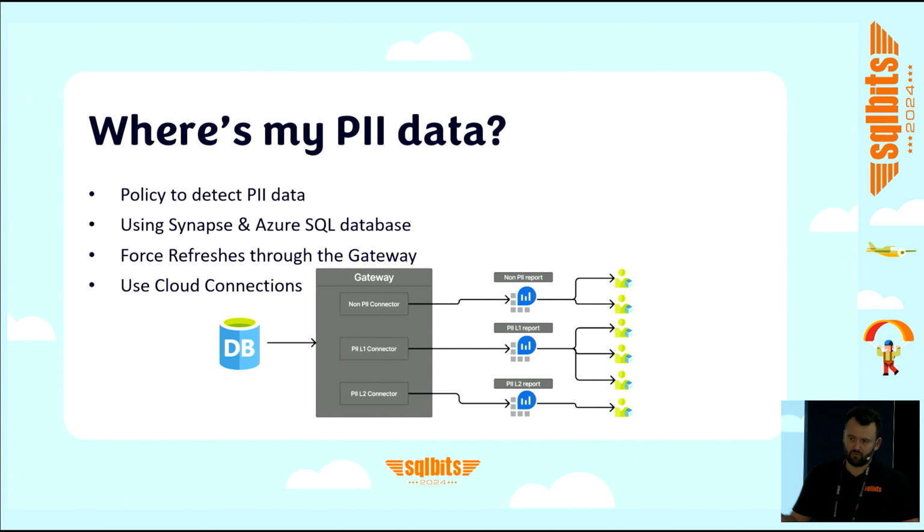Don't give access to all of them, and you'll have to train them as well. You'll have to tell them, look, you have to use this connector when you have only confidential data. You have to use this connector when you have only very high confidential data. Don't use this connector, especially if it is only non-PII data, because then you're not going to be able to answer the question of where we have PII data.